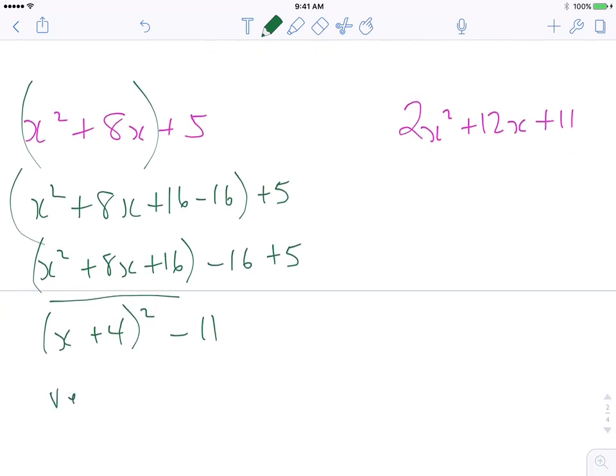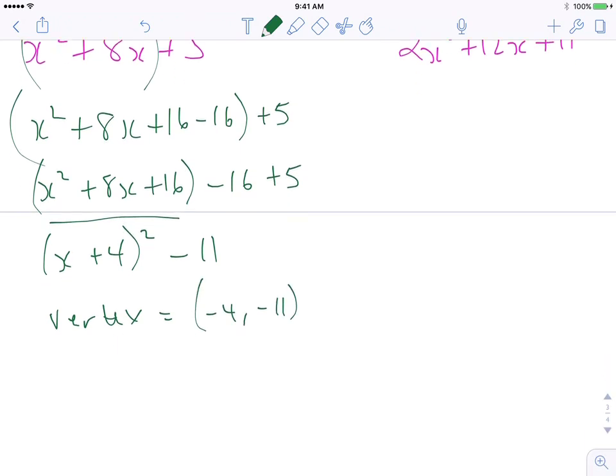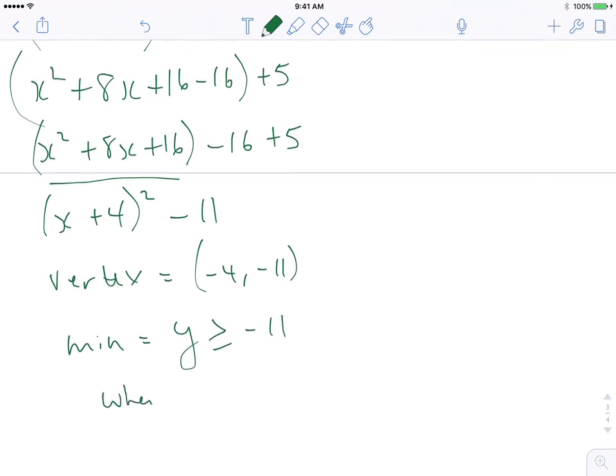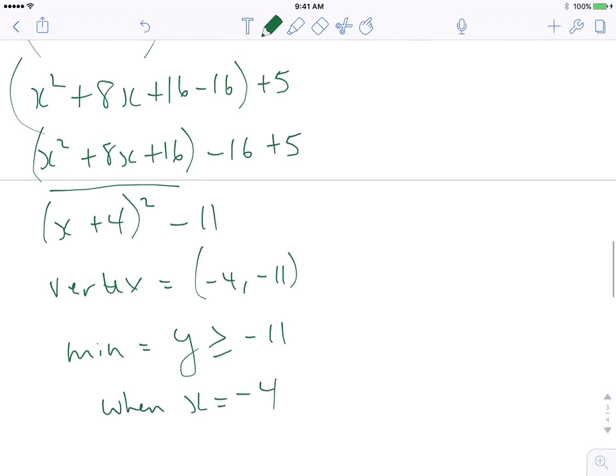So the vertex is equal to negative 4, negative 11. And we know that there's a positive 1 value there, so therefore it opens upward. That means it has a minimum. Minimum: y is greater than or equal to negative 11, and it occurs when x equals negative 4.